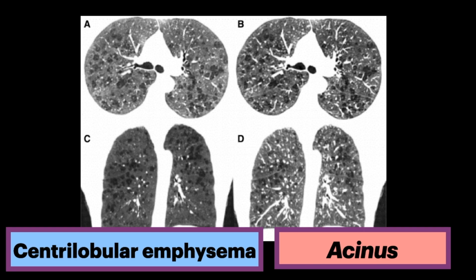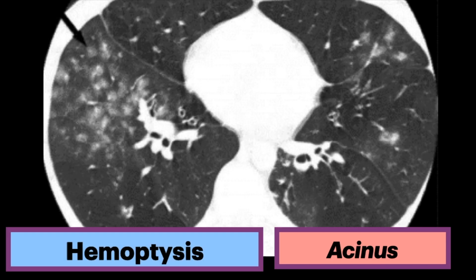Here we see multiple hypodense centri-acinar opacities. In this adult with hemoptysis, we see multiple ground glass nodules, approximately 6 to 10 millimeters in size in the right lung, secondary to acinar involvement.